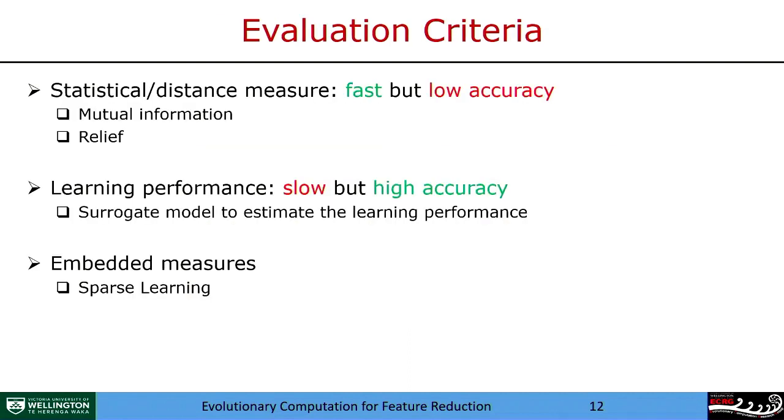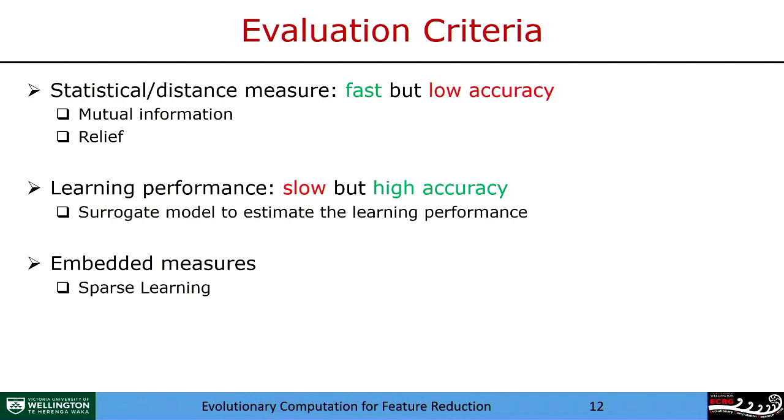In terms of evaluation criteria, we also work on several criteria. One is based on statistical and distance methods such as mutual information and Relief. We find that it's very fast. However, the accuracy is not that high. The other one is you can also use the learning performance to do feature reduction, and you can achieve very high accuracy, but it's pretty slow. And we have developed a new sequence model, so we can speed up the process of doing feature reduction using learning performance.